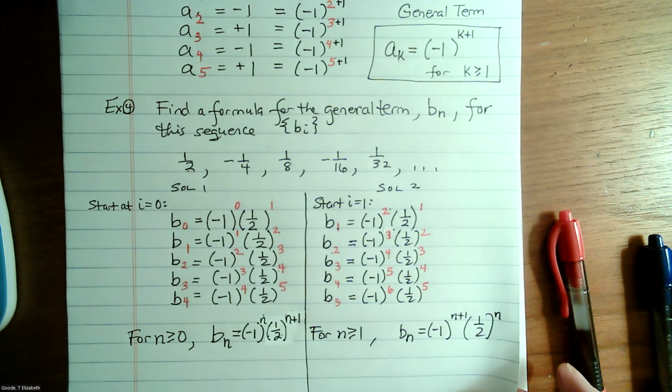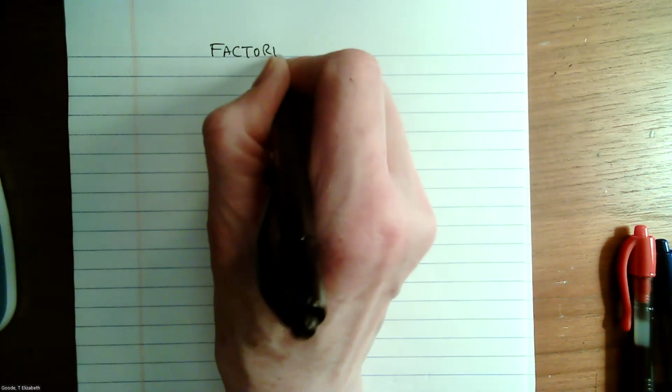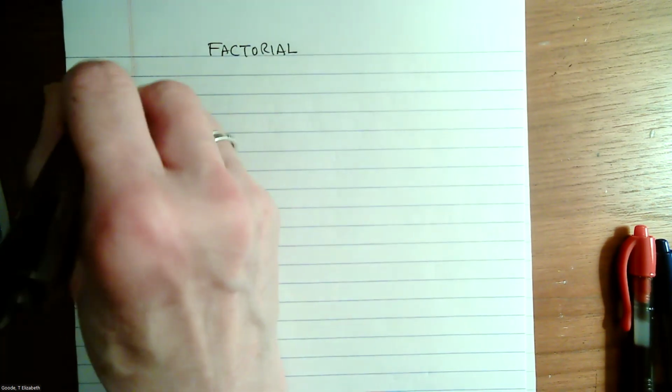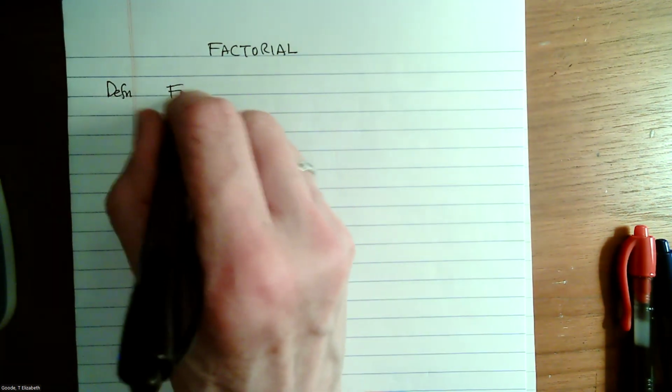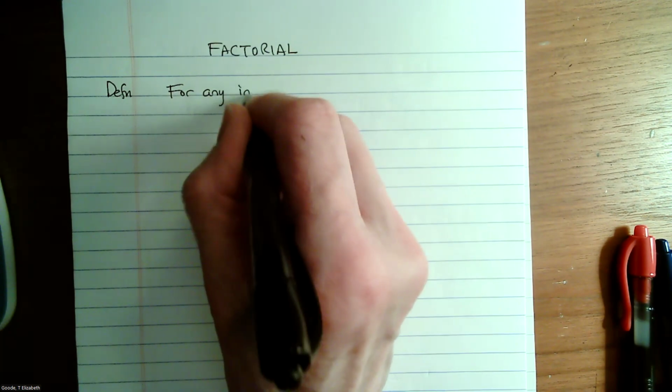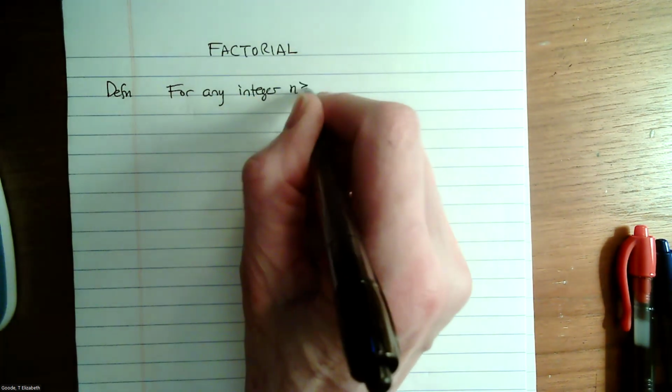Our last topic for the evening is factorial. And you've probably heard about factorial. 3 factorial is 3 times 2 times 1. 4 factorial is 4 times 3 times 2 times 1. That sort of thing. But there actually is a recursive definition for factorial. And here is the definition. It's for any integer n greater than or equal to 1.